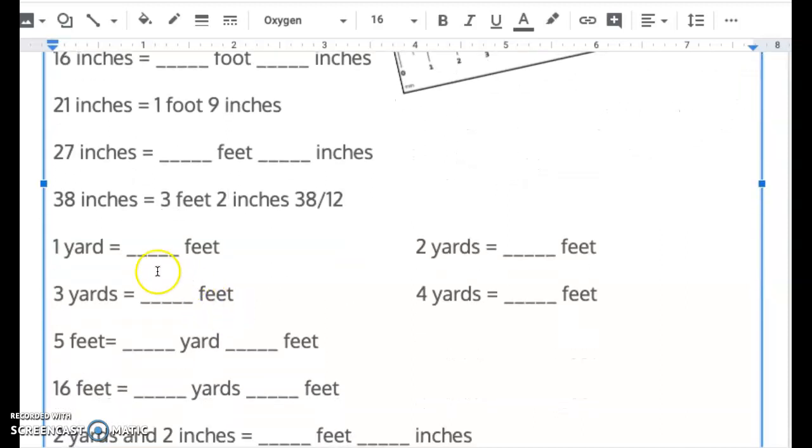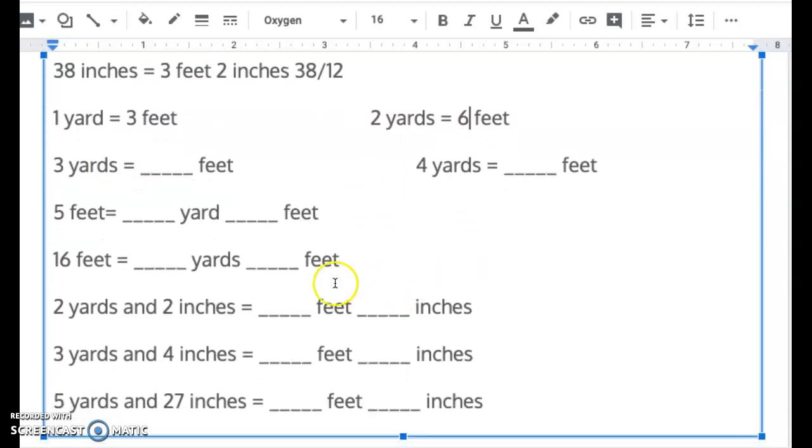How many feet are in a yard? I know that's 3. So how many feet are in 2 yards? Let's see. 3 plus 3, that's going to be 6. I'll let you do the 3 yards and the 4 yards. Let's go down here and maybe try this one.